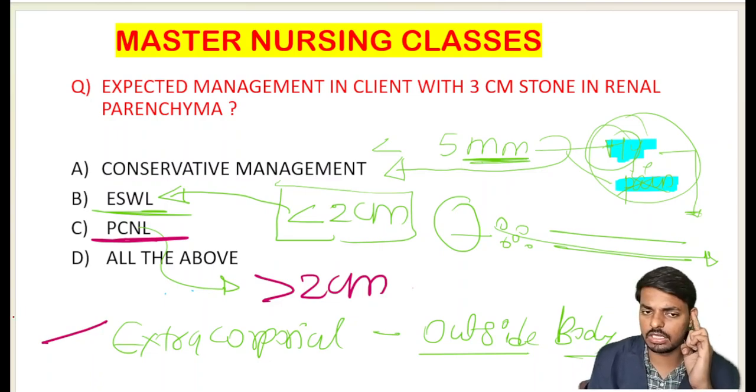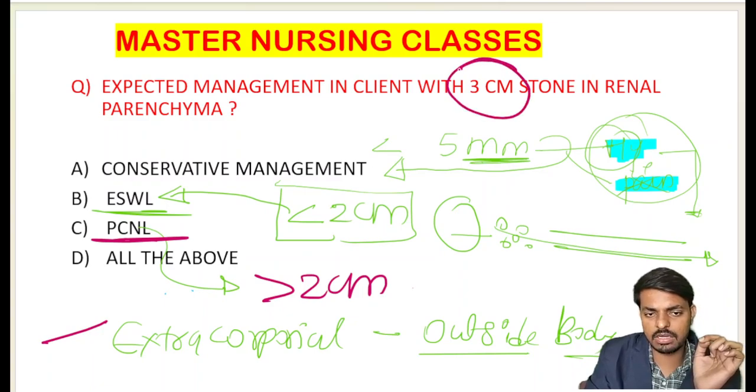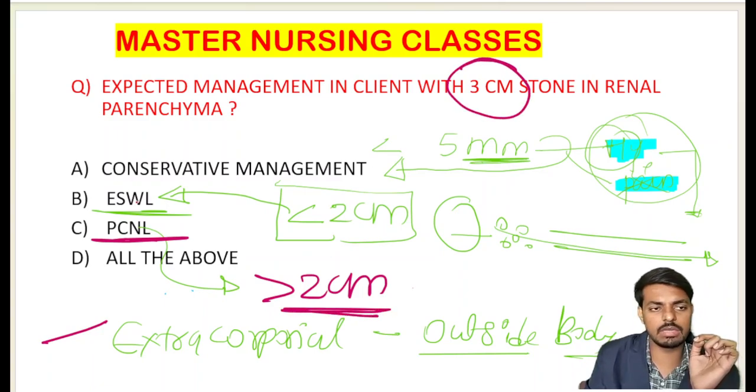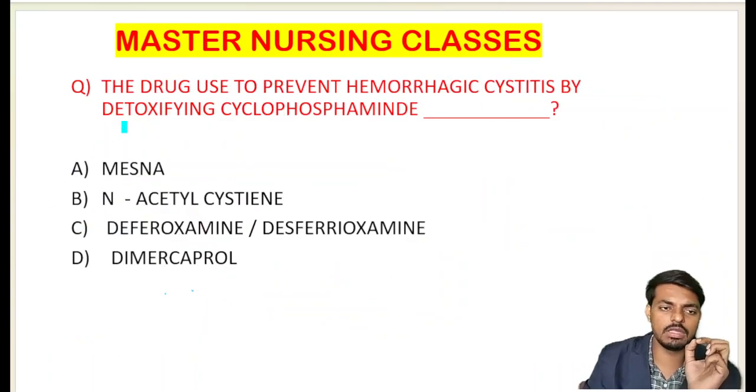Very, very important. Keep in your mind. So here the stone size is 3 centimeter, which is more than 2 centimeter. So we can say the answer is option C, the PCNL, the percutaneous nephrolithotomy, is the expected management in a client with a stone of 3 centimeter. Hope the concept is very much clear. So this is how you have to know the management of kidney stone.